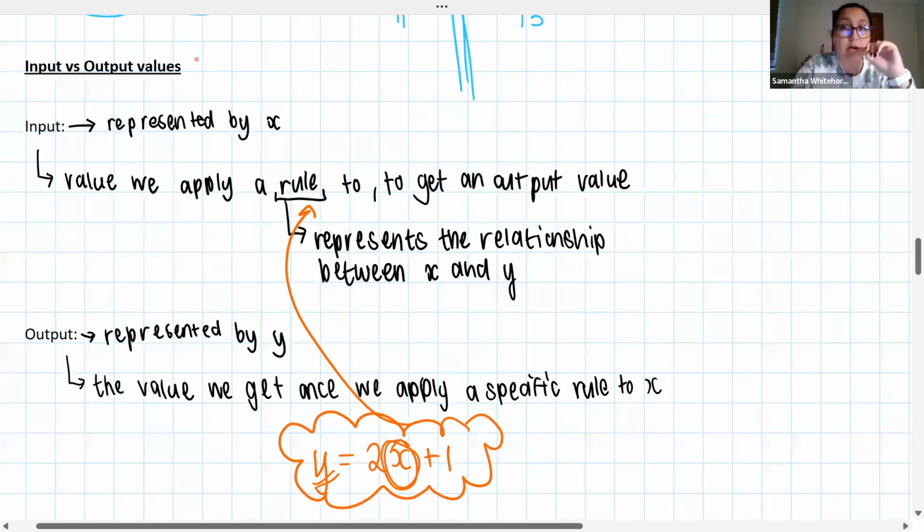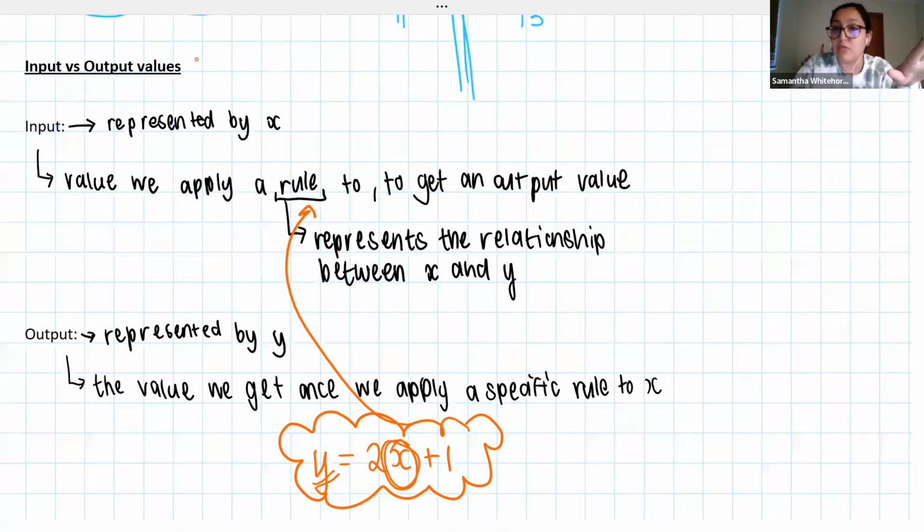Now, guys, honestly, there are an infinite number of rules that we can apply. Quite literally, you could make anything up. As long as you are applying that rule consistently to X and Y, it will represent a relationship.